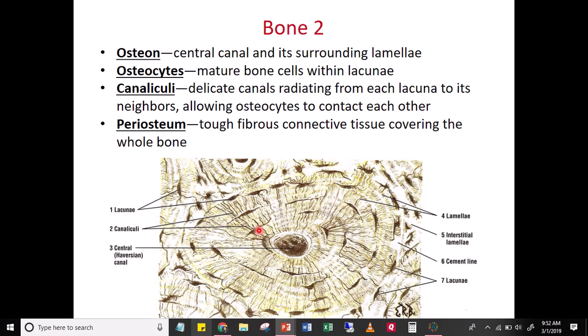Wrapped around the outer perimeter of our bone, we have a membrane known as the periosteum, which is analogous to the perichondrium. The perichondrium is going to contain tough fibrous connective tissues that wrap around hyaline cartilage. The periosteum is going to be more tough fibrous tissues wrapping around the entire bone.